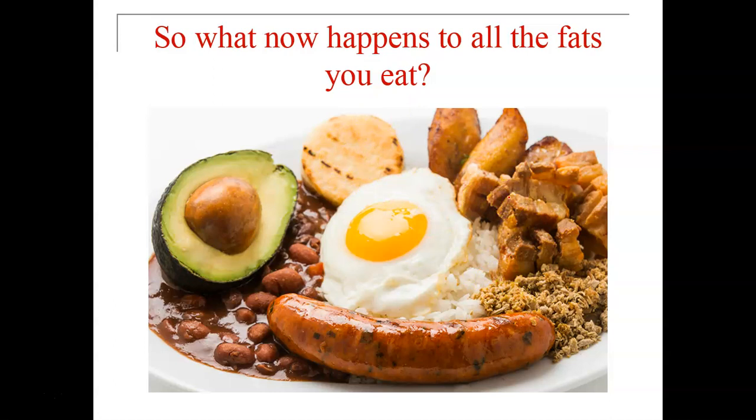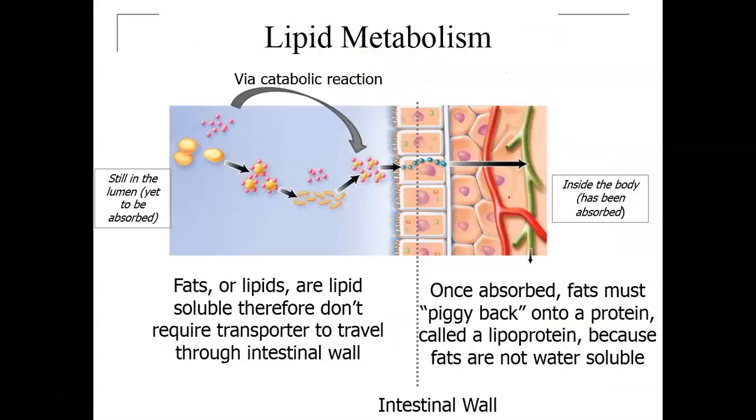So anyways, what happens to the fats we eat? We talked about the introduction. The first thing we looked at was carbohydrate metabolism: how is it we get those carbohydrates from the intestinal lumen into the body, and then what actually happens to them?